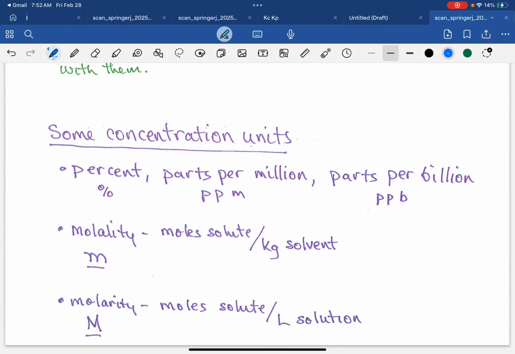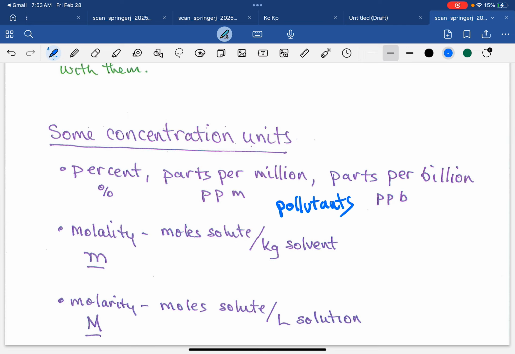And those are generally things that are bad, like pollutants, are often measured in parts per million or parts per billion. You're only allowed so many parts per million lead in your drinking water, or maybe it's parts per billion, I don't know. But it's a very tiny piece that is allowable.